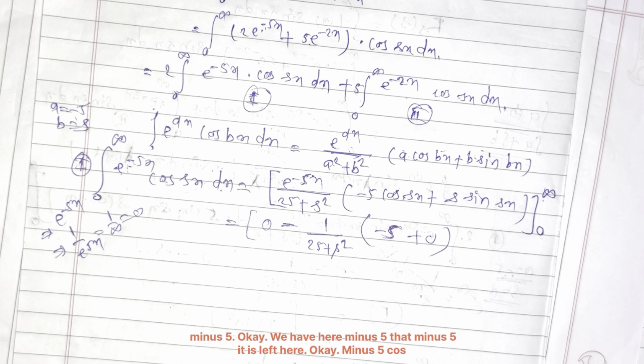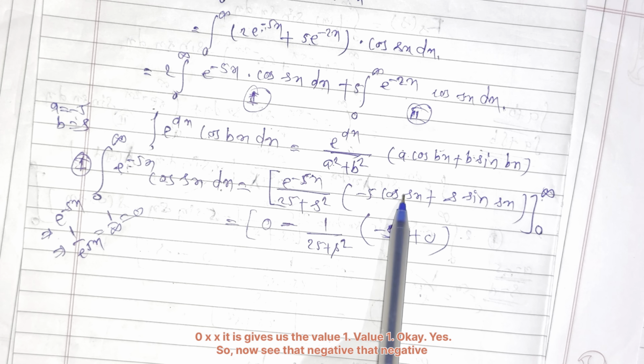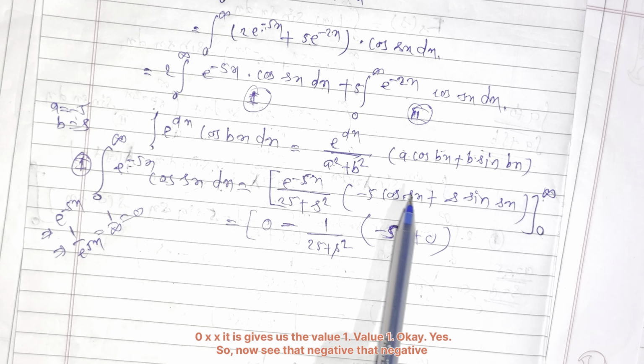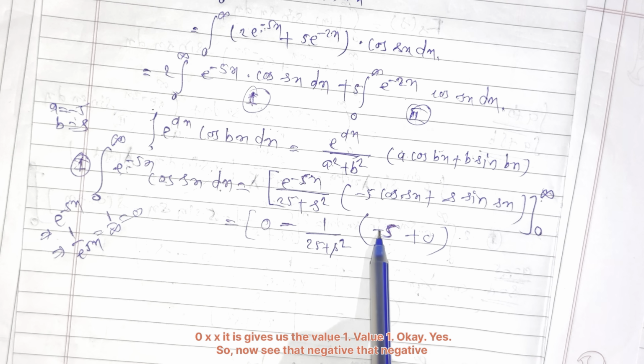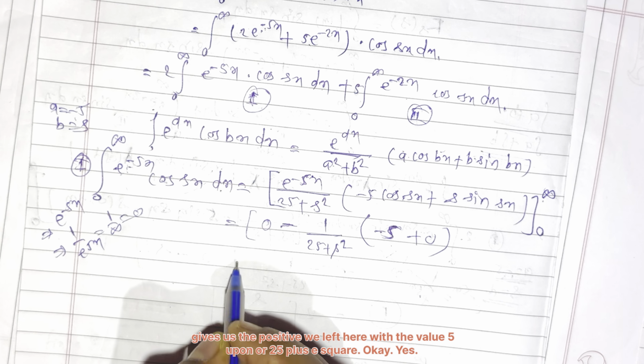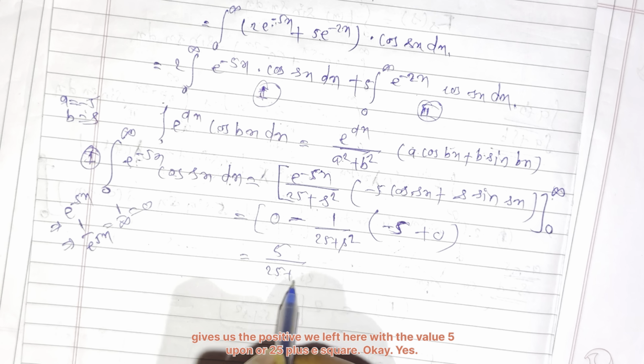Okay, we have here minus 5, that minus 5 is left here. Minus 5 cos sx gives us the value 1. Now see that the negative gives us the positive. We are left here with the value 5 upon 25 plus s square.